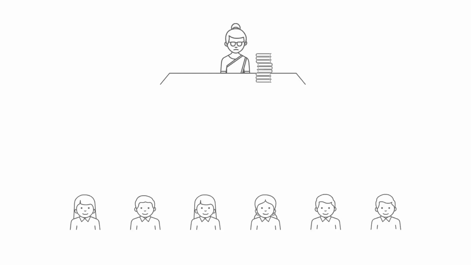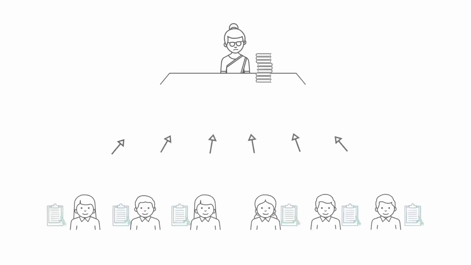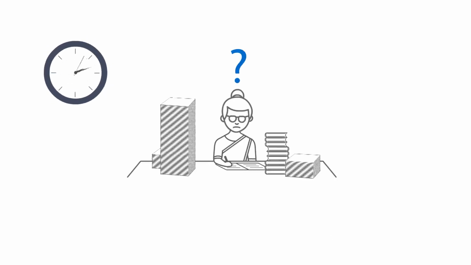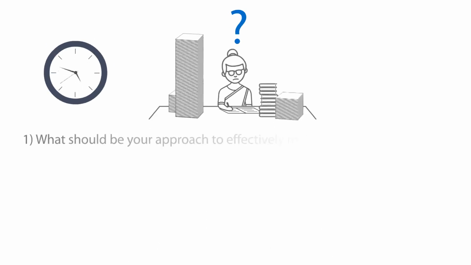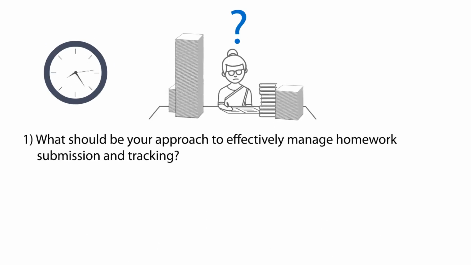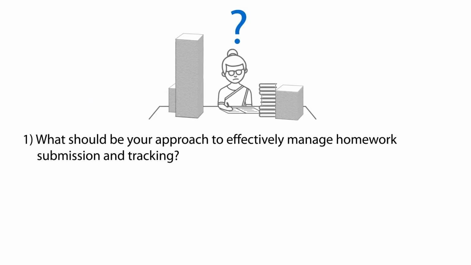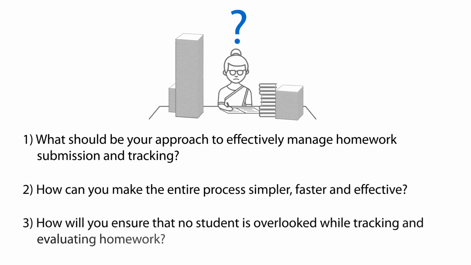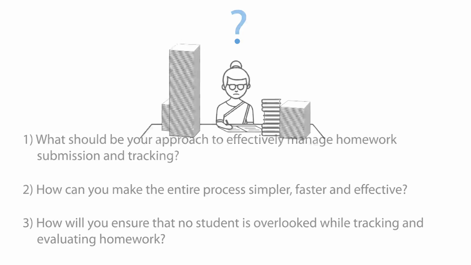But assigning homework for each student and tracking and evaluating each and every student's academic performance is a strenuous and time consuming process. Then, what should be your approach to effectively manage homework submission and tracking? How can you make the entire process simpler, faster, and effective? How will you ensure that no student is overlooked while tracking and evaluating homework?